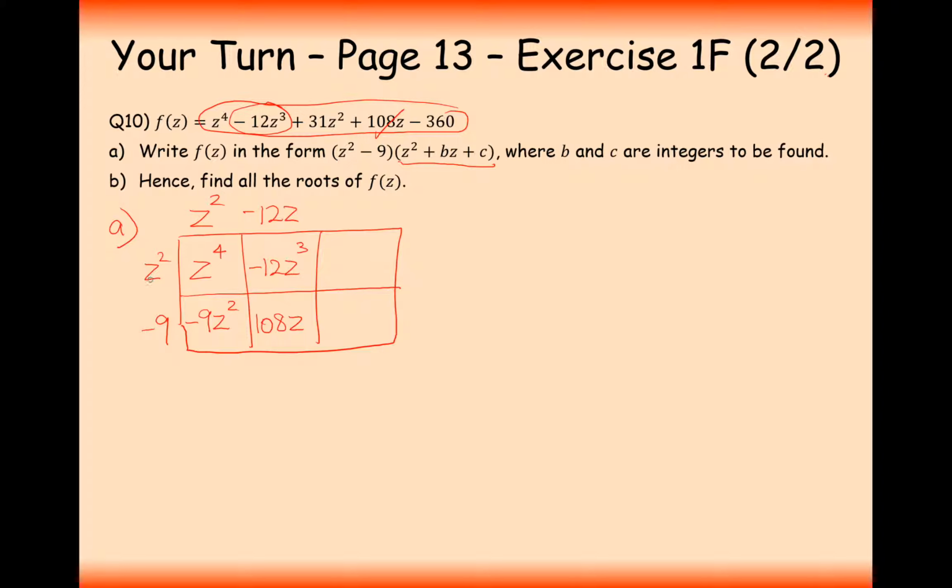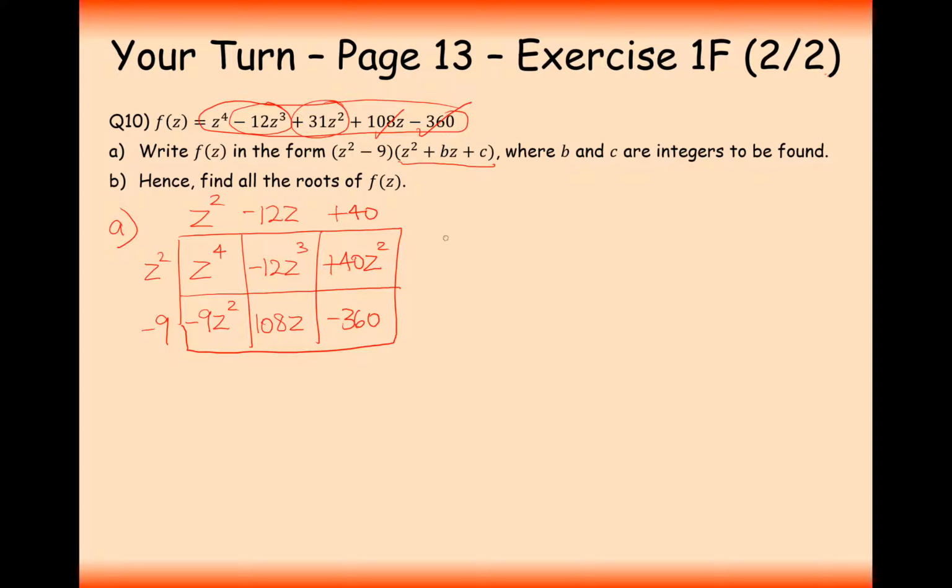And then what do we need for the z squared part? Well, we need plus 31z squared in total. We've already got minus 9z squared, so we're going to need to add on 40 more z squared so that it simplifies to make 31z squared. So plus 40 down the bottom here. That's going to give us minus 360 down the bottom right here, which is exactly what we've got here. So you can see that all of these 6 boxes will simplify to make our quartic term above.